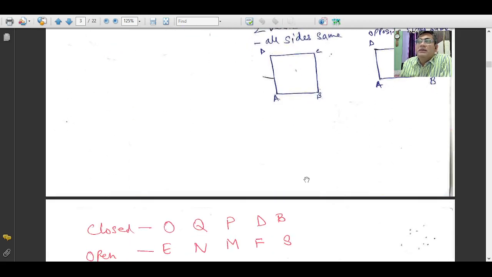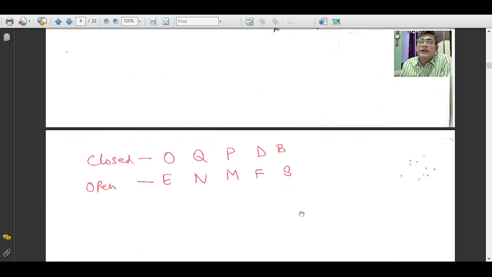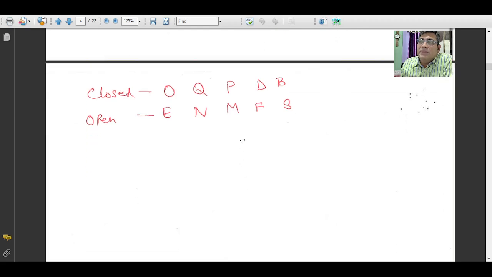Now next question is for English alphabets, name at least four or five closed figures and open figures related to English alphabets. So for closed ones, you can say O, Q, P, D, B. For open, it is E, N, M, F, and S. These are open and these are closed examples.